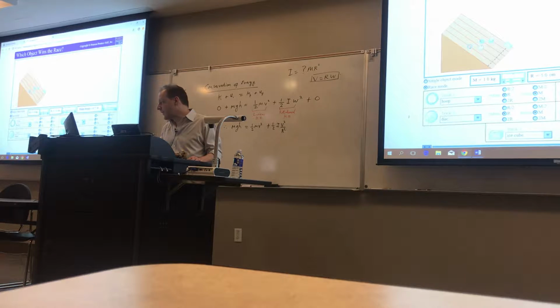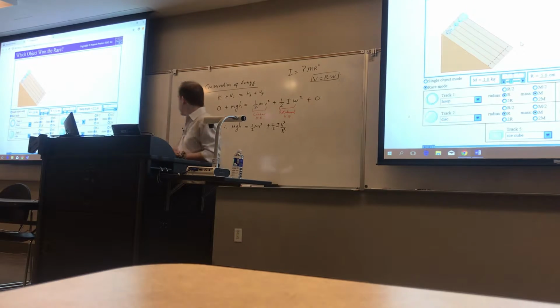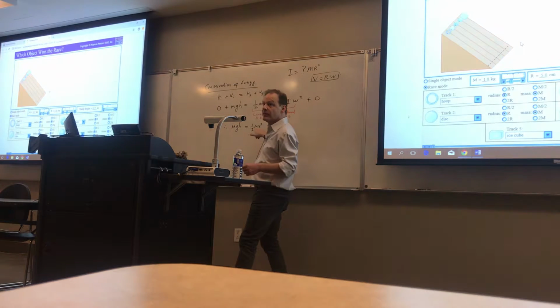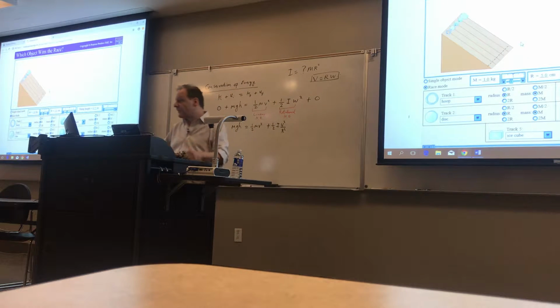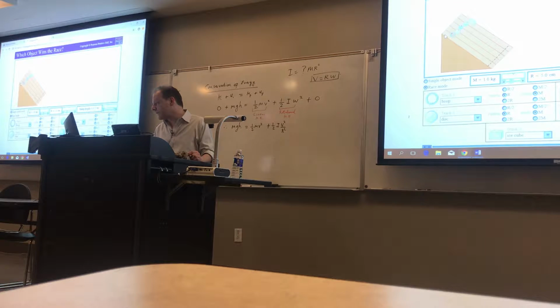And at the other end, the object that has the greatest moment of inertia is the hoop, because it has the largest moment of inertia. We looked that up on the previous page. So the hoop is going to lose the race. I think you'll find who finishes second.